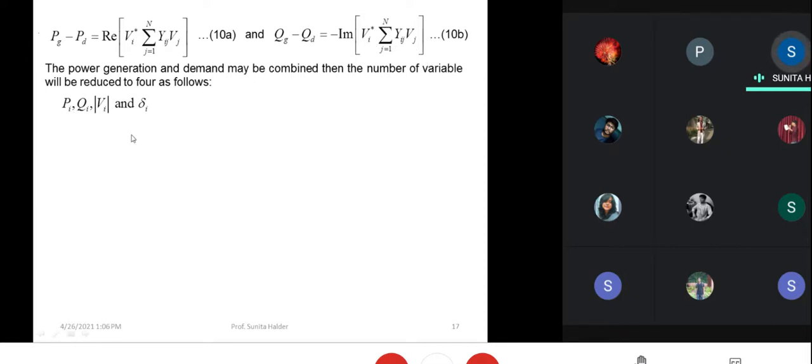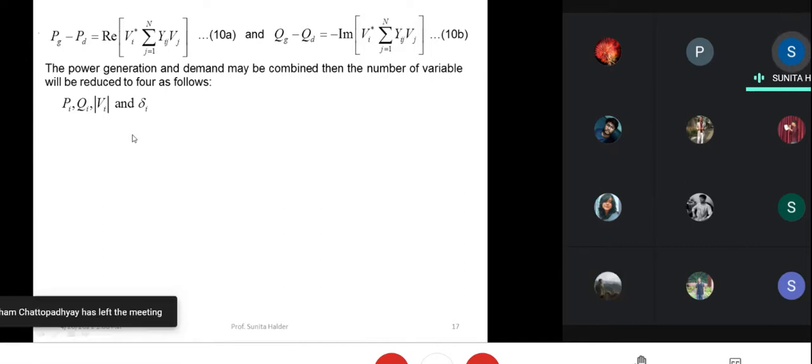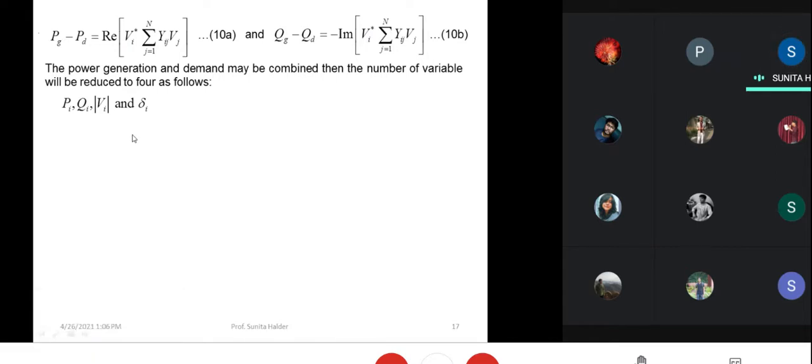Why 4, not 2? Because all the time power generation cannot be known. It is sometimes also unknown. That's why 4 variables. I shall discuss it, then it will be clear to you. But now you can assume that if power generation is variable from the turbine side or demand is variable from the load side, then PI will be variable in that way. So there are 4 unknowns. So for n number of buses, there will be 4n variables.